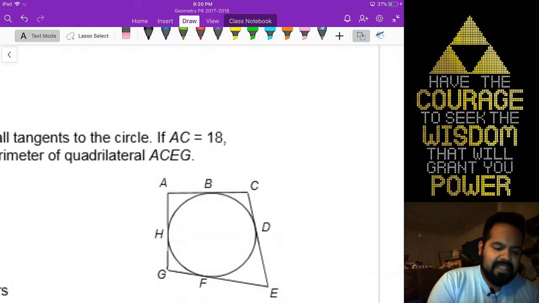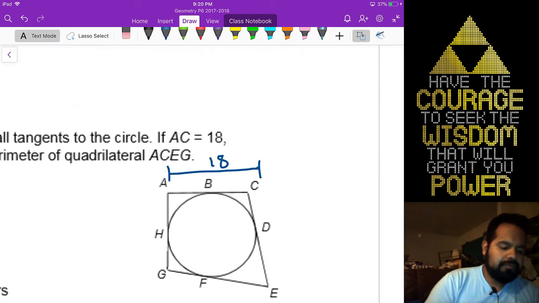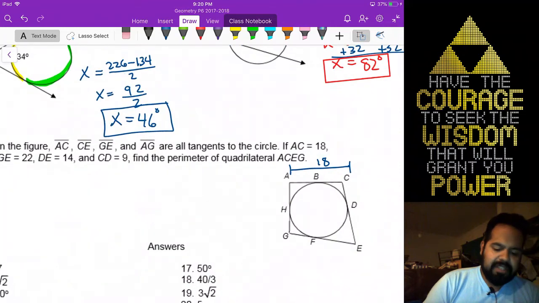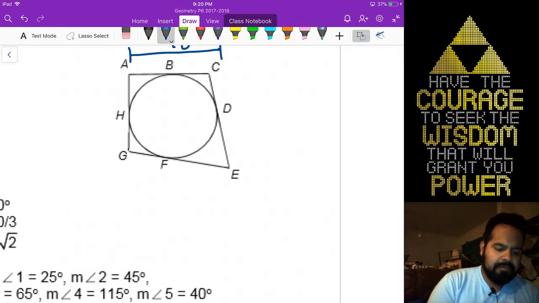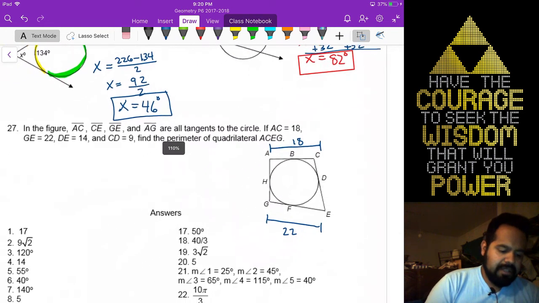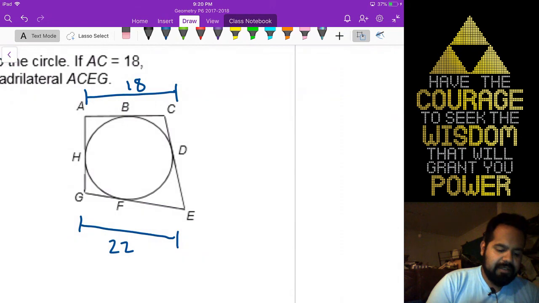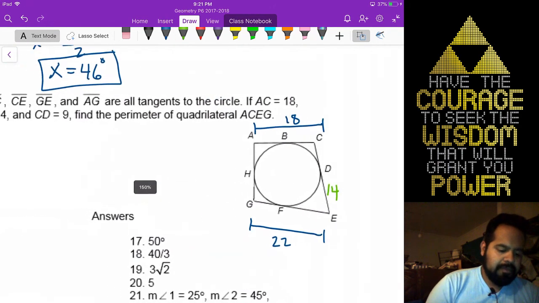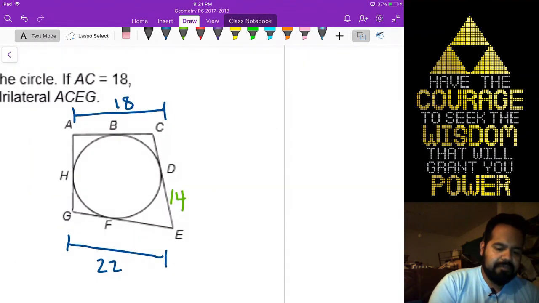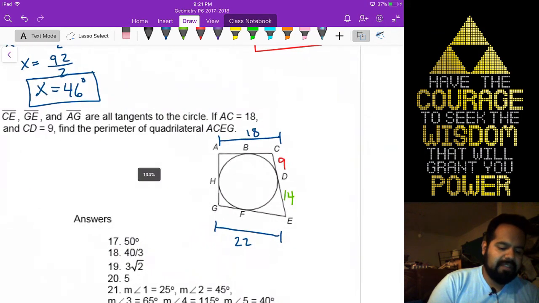AC is 18. So I know this here is 18. GE is 22. And DE is 14. And CD is 9. We need to find the perimeter of this quadrilateral.